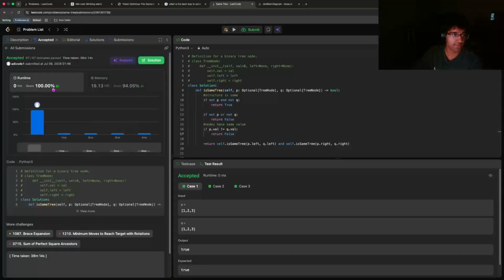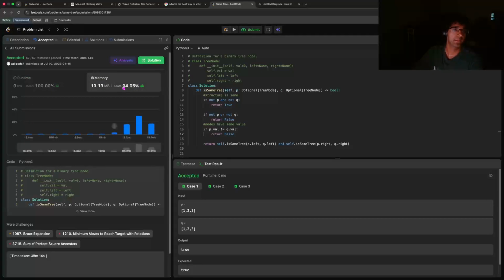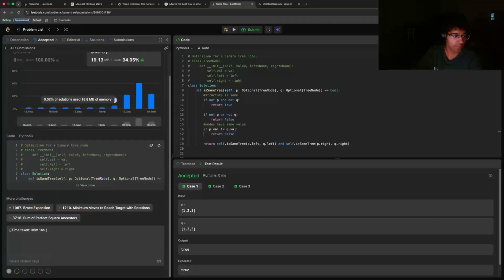And as you can see, we have a runtime beating 100% and a memory beating 94.05%, which is very optimal. And this would result in our optimal solution.